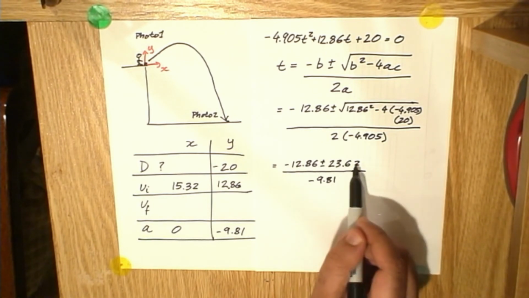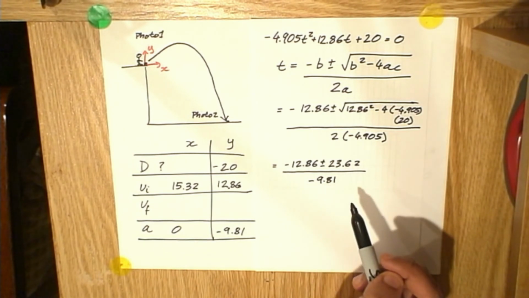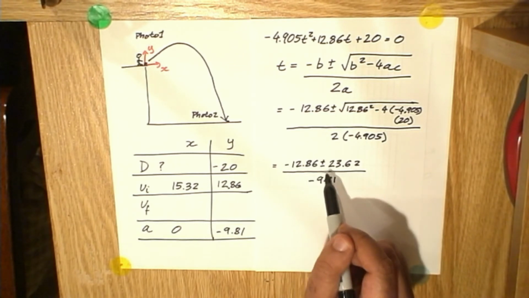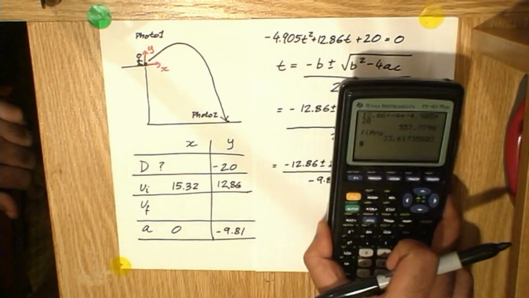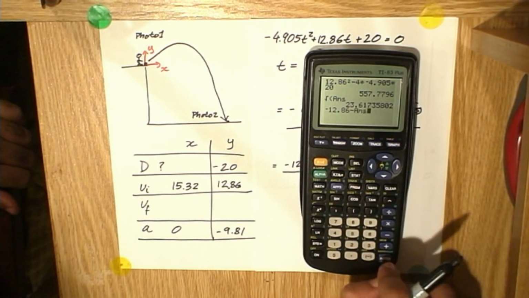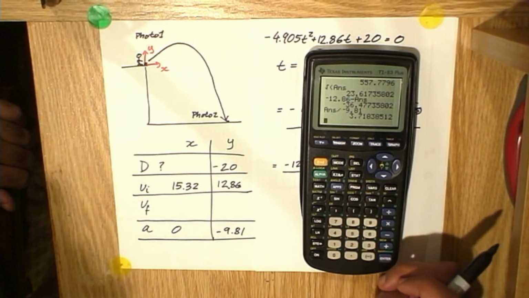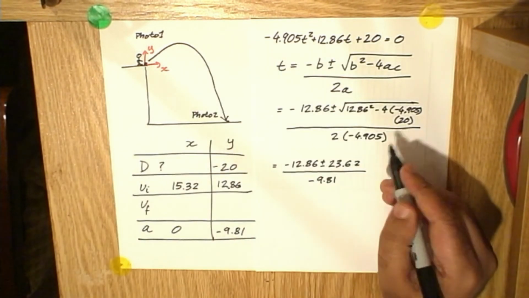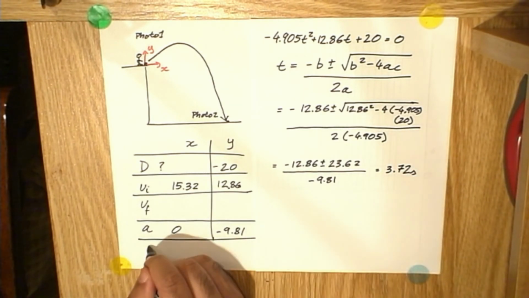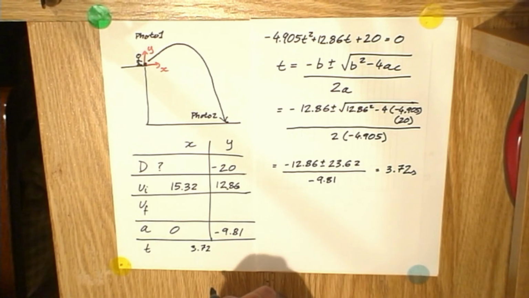Now, if I were to add these together, that would give me a positive, but a positive divided by a negative would give me a negative. We're not dealing with negative times anytime in this course. So I have to take the negative side of it. Negative 12.86 minus 23.62, all divided by negative 9.81, gives us 3.72 seconds. So that is the time that it takes for the golf ball to land.